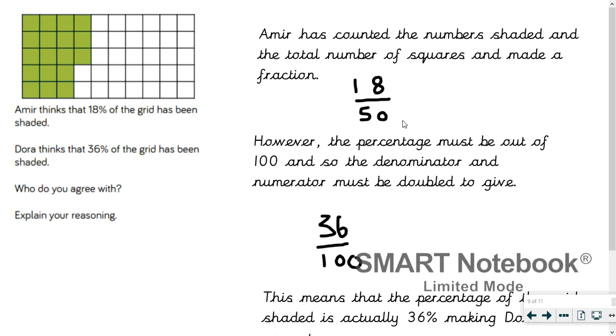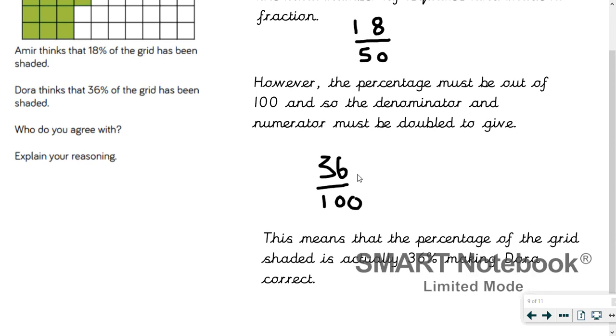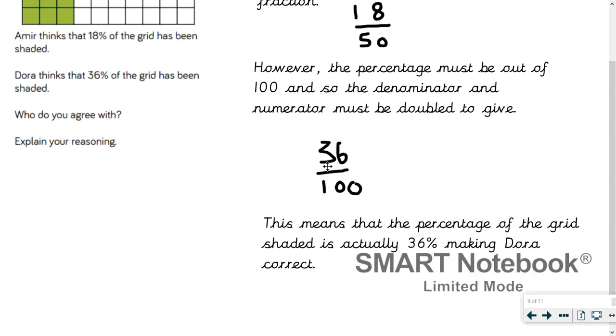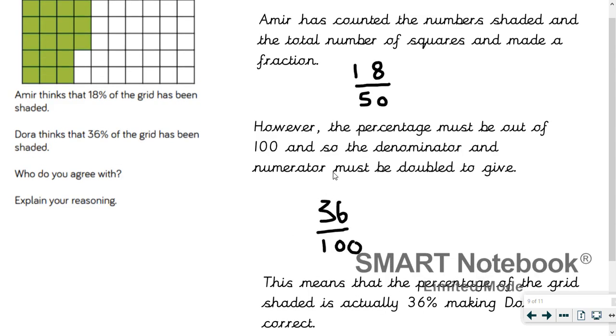To get the denominator to be 100, we double 50, we times it by 2. If we times the bottom by 2, we've got to times the top by 2. So 18 times 2 is 36. So the fraction will be 36 over 100, meaning we can then take the numerator as the percentage, so 36%. This means that the percentage is 36%, and that means Dora is correct. That was your explanation using the maths. Well done if you got it.